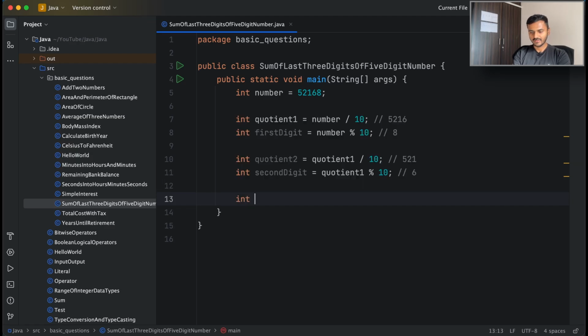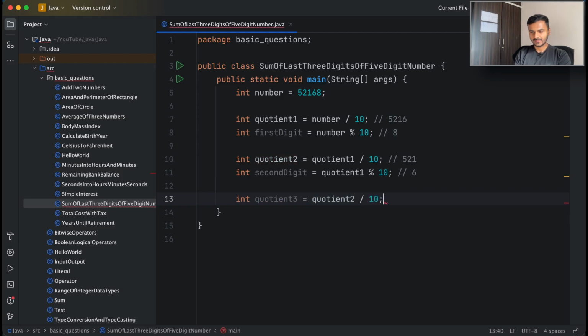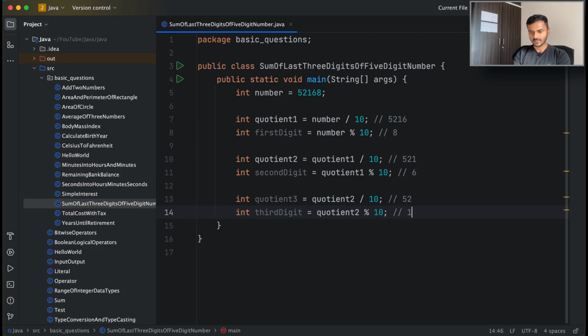Then we will do the same process. We'll say quotient 3, and this is going to be equal to quotient 2 divided by 10. And quotient 2 is 521. So divided by 10 is going to leave us with 52. And then we'll get the third digit. And this is third digit from the last, like this is second digit from the last and first digit from the last. So this will be quotient 2 mod 10. And we are going to get 1.